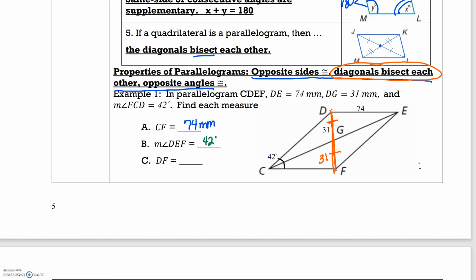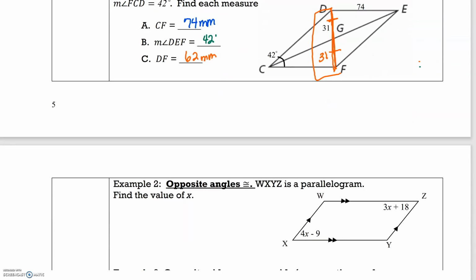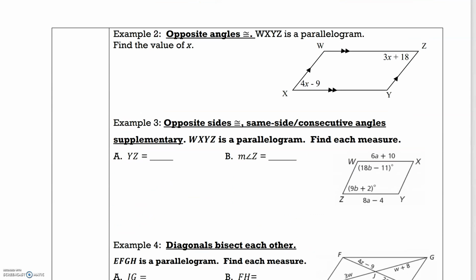And that means a total of 31 plus 31, or 62 millimeters for DF. So we're using those 5 properties to help solve these problems for parallelograms.